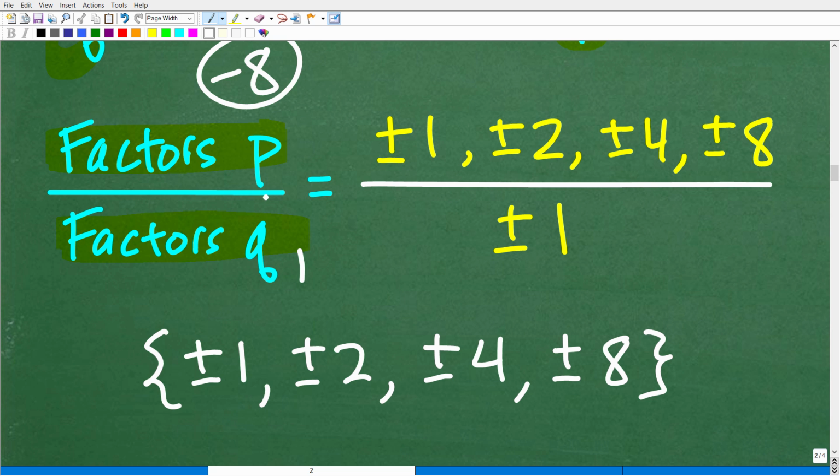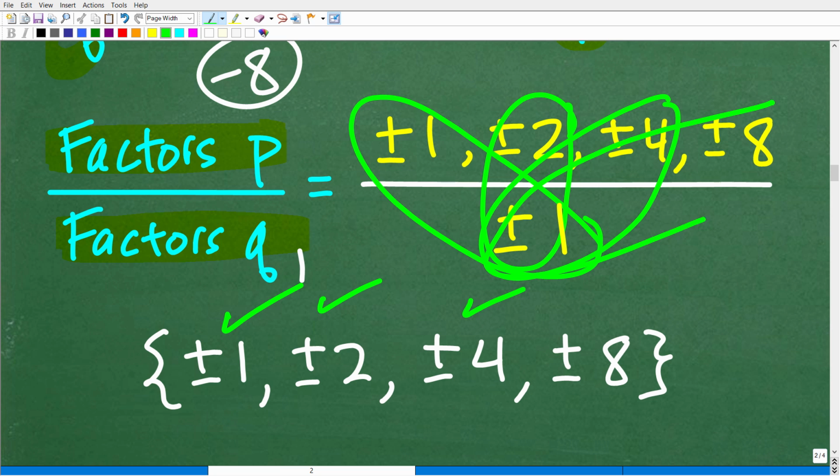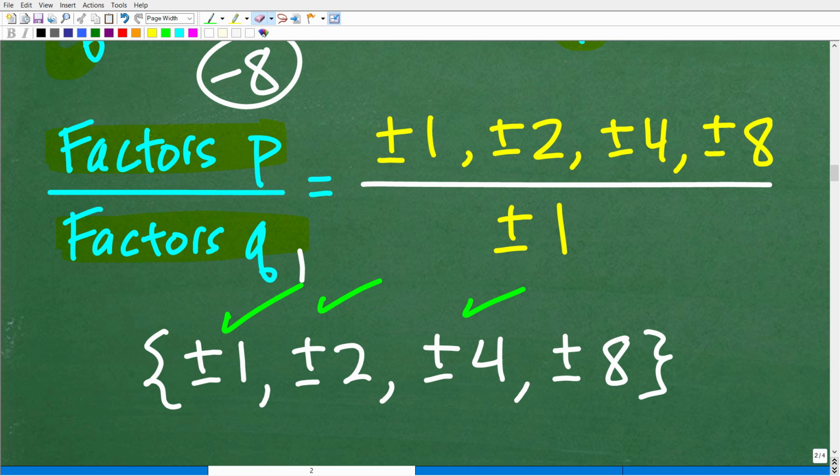All right, so this is a fraction. Now, what we're going to do is take every possible iteration of the numerator and denominator. So 1 divided by 1, positive or negative, is what? Well, that's going to be 1. 2 divided by 1 is 2, positive and negative. 4 divided by 1 is going to be 4. And 8 divided by 1 is going to be 8. All right, so no problem there. Now, here, you can see we have a list.